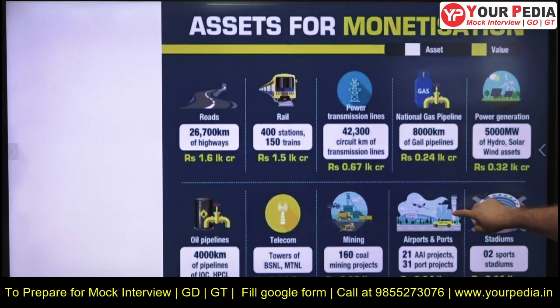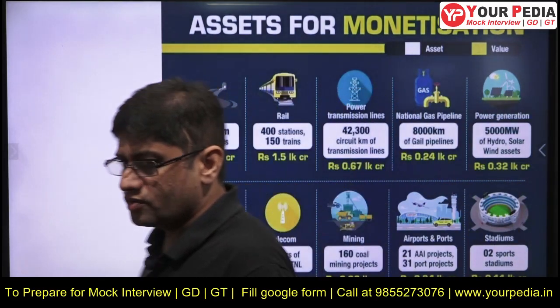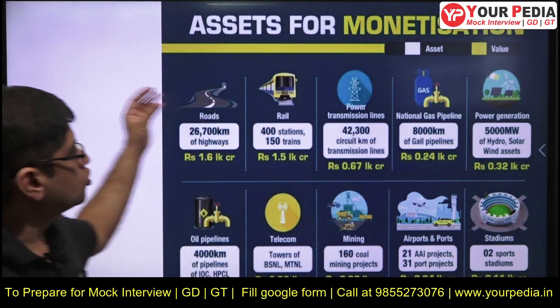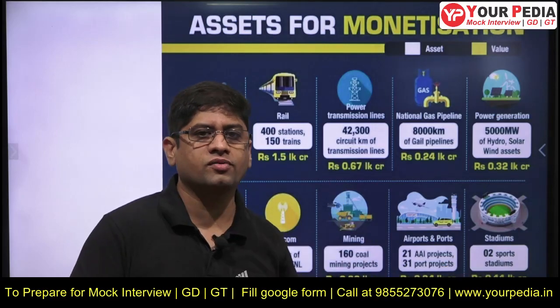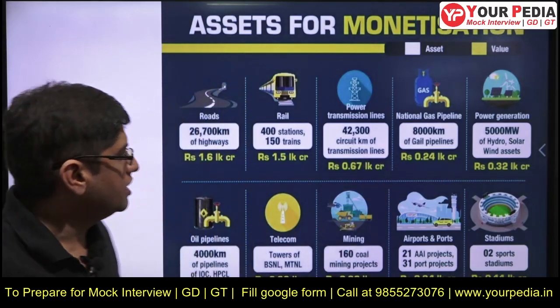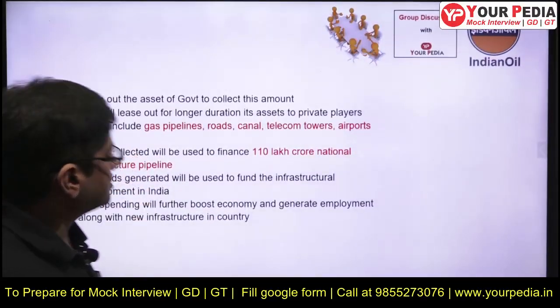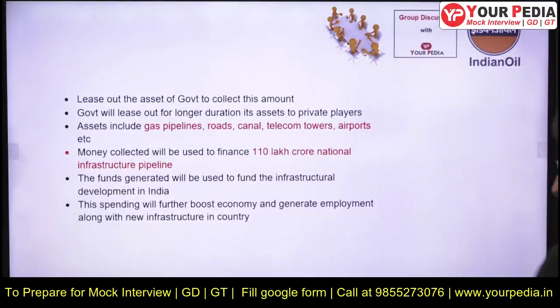So what are the assets for monetization? Which assets can you monetize? As I told you, they are roads, rail, transmission lines, national gas pipeline, power generation, oil pipeline, telecom, mining, airports, stadiums. All this the government is putting up for monetization. Whoever wants to take it, come forward, put in a bid and we will give it on lease. That is the plan. Lease out the assets of the government to collect the money.